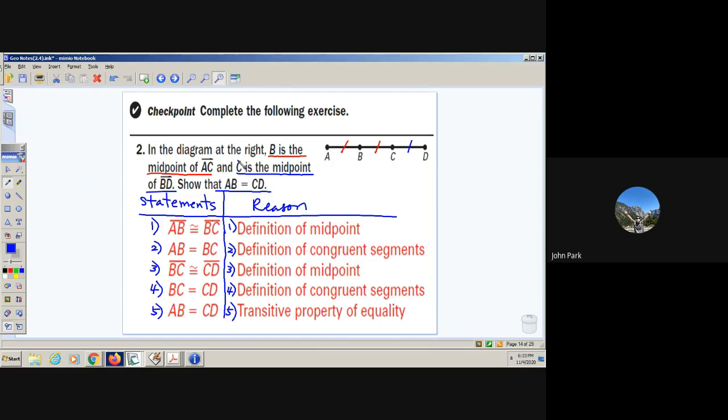So we start with the given information that B is the midpoint of AC, right? And that tells us that AB is congruent to BC. That's what I marked up here. That's by the definition of midpoint, right? We did that a while back when we talked about midpoint, okay?